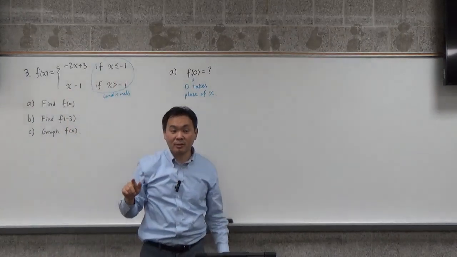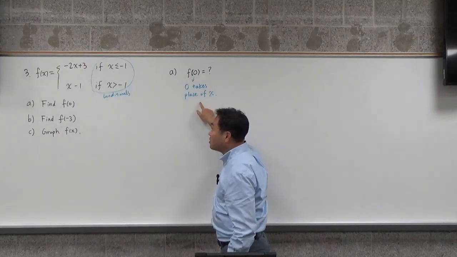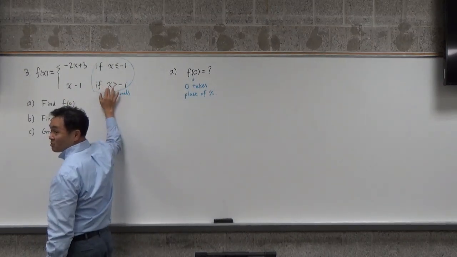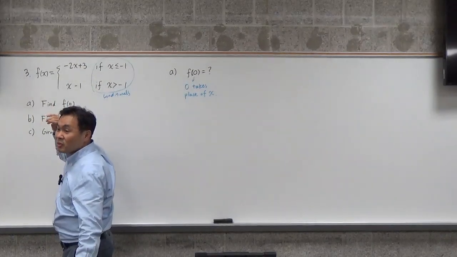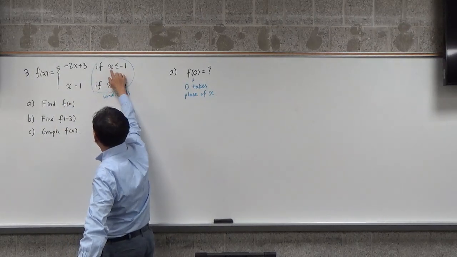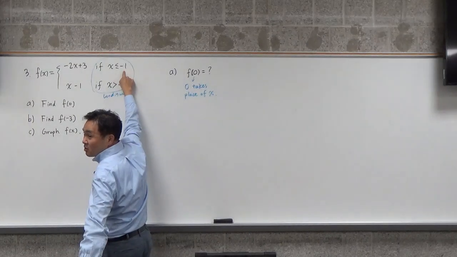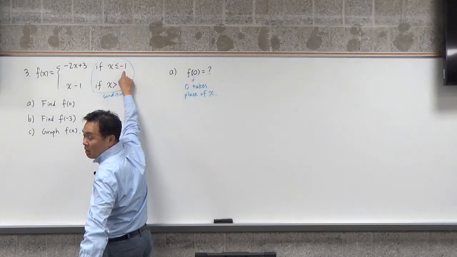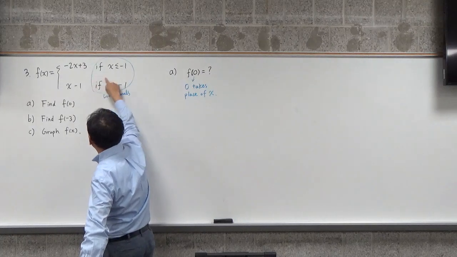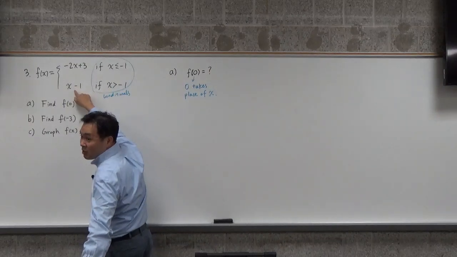Is that okay? But 0 takes the place of x, right? On the right side, this x is 0, this x is 0, this x is 0, this x is 0. All of these are zeros, okay? But then, before you actually evaluate the formulas, you have to test the conditionals. So, is 0 less or equal to negative 1? Yes or no? Is 0 less than negative 1? No. Is 0 bigger than negative 1? Yes. And because that's true, the formula that has this true is going to be evaluated.